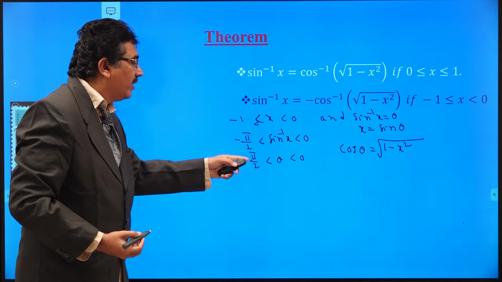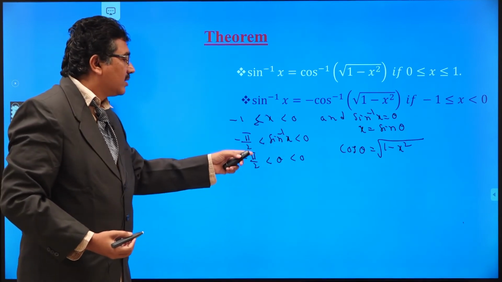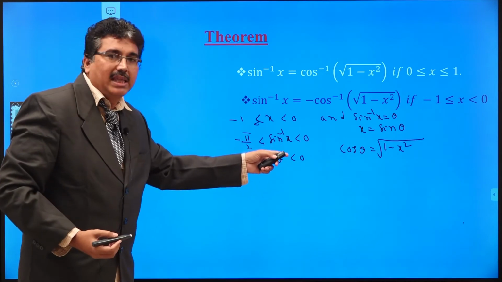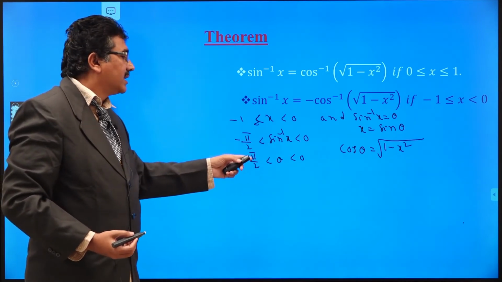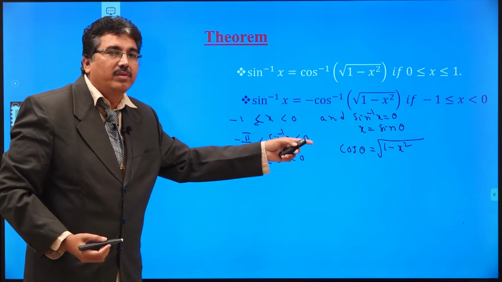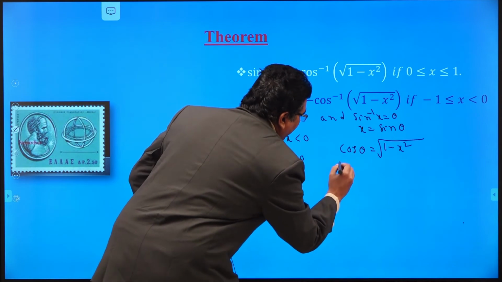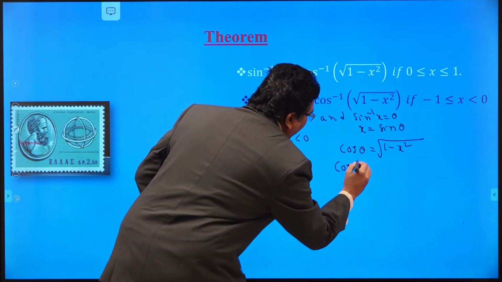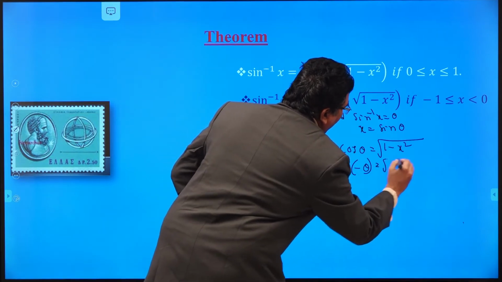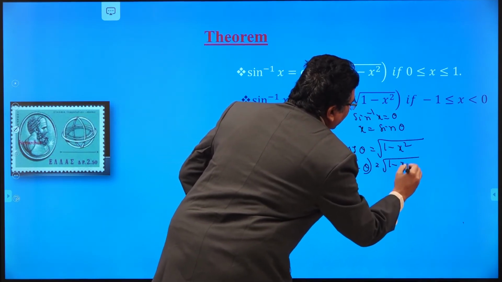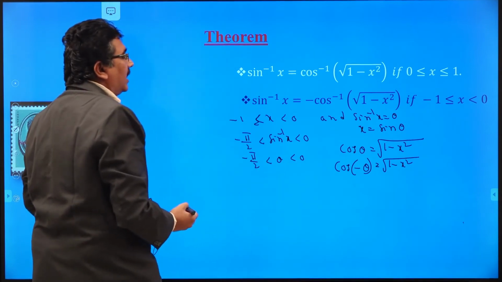Theta lies between minus pi by 2 and 0. So this is not the domain of the cosine function. So cos theta is the same as cos of minus theta, and minus theta lies in the corresponding interval.